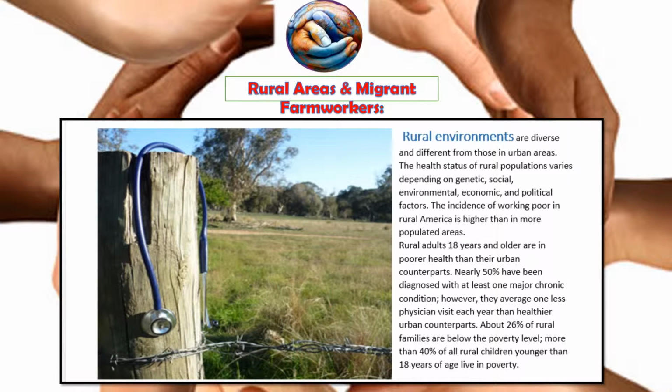However, they average one less physician visit a year than healthier counterparts. So they're not going to the doctor as much, but they are suffering a little bit more. About 26% of rural families are below poverty level, so we know that poverty also plays a factor in that. More than 40% of all rural children younger than 18 years old live in poverty.